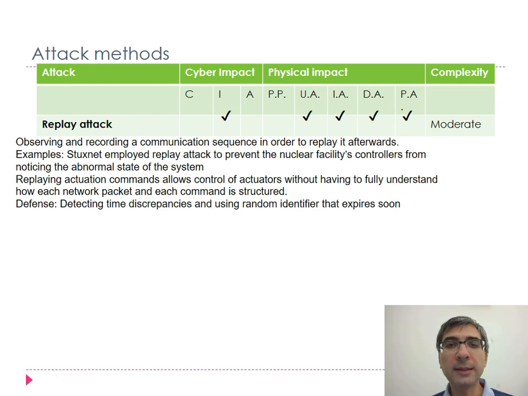And for defense, there are a number of different ones. I would say that a common one is to detect time discrepancies using random identifiers. If the identifier changes all the time, if it expires in, let's say, 15 minutes, then the replay attack needs to happen within 15 minutes. Otherwise, the old identifier will be noticed by the system, and the replay attack will be invalid.